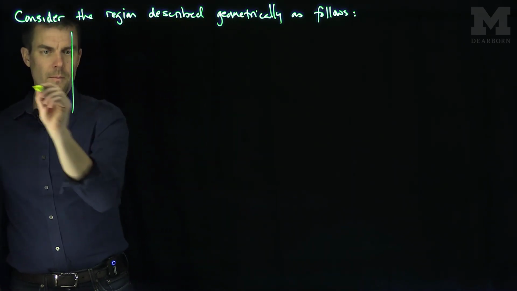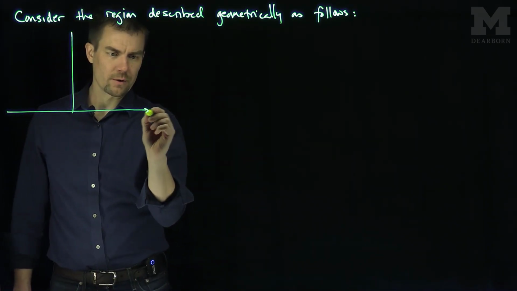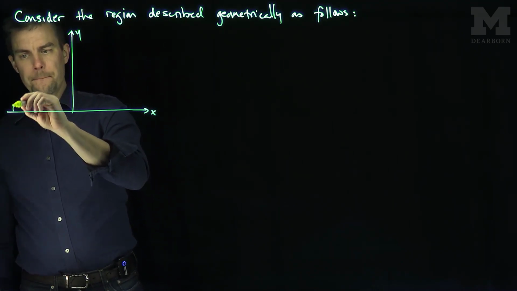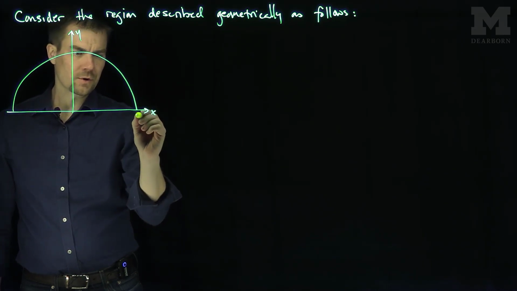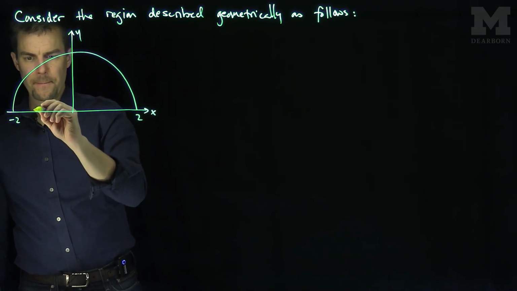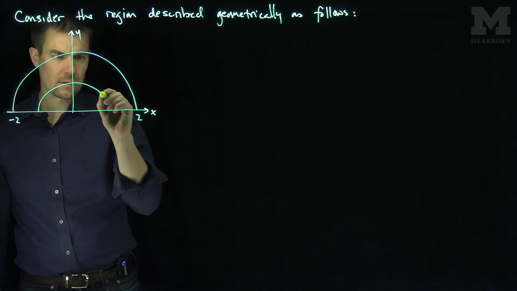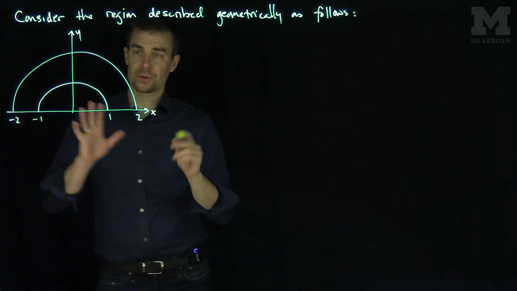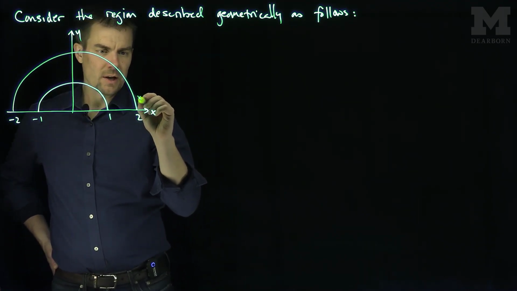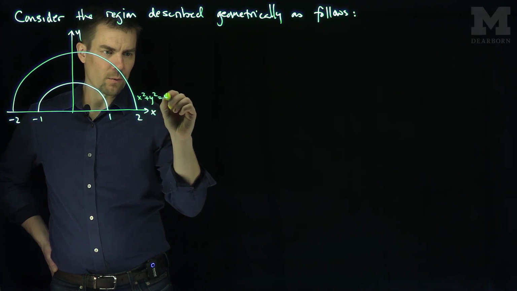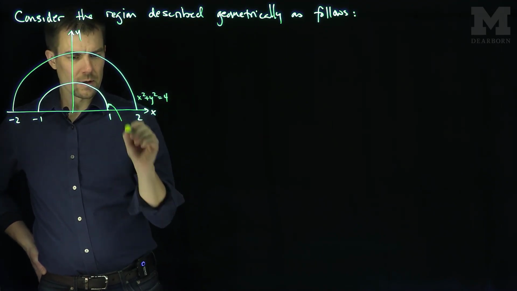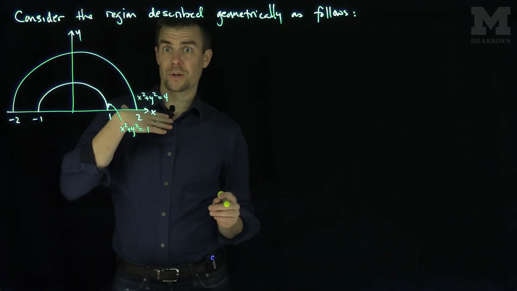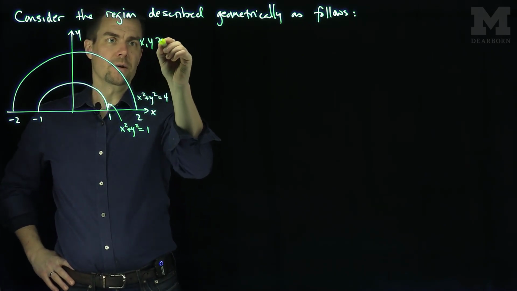So here's our region. We're going to look in the first and second quadrants. Here's the x-axis, here's the y-axis. What I'm going to do is draw a circle of radius 2, a semicircle of radius 2, and then a semicircle of radius 1. So I have those two arcs over there, so those are circles. In other words, this curve over here is x squared plus y squared is equal to 4. And this curve over here is x squared plus y squared is equal to 1. And we're restricting to x and y greater than or equal to 0 in this problem.